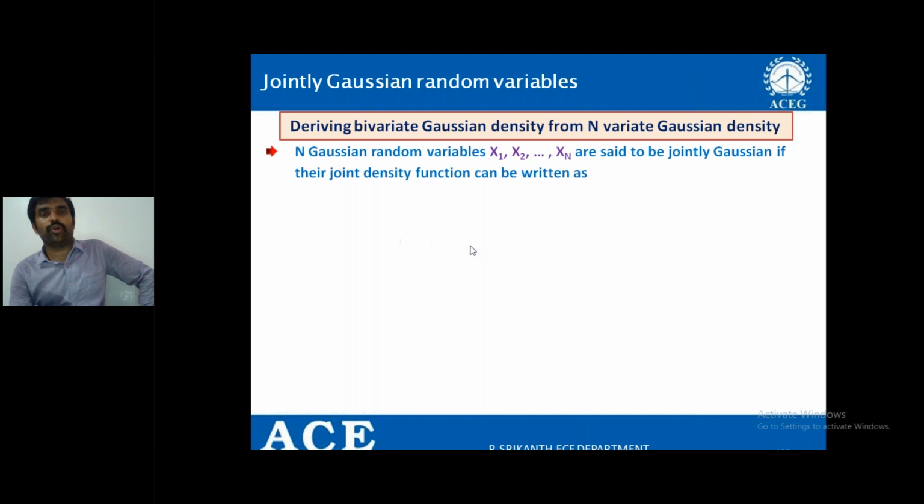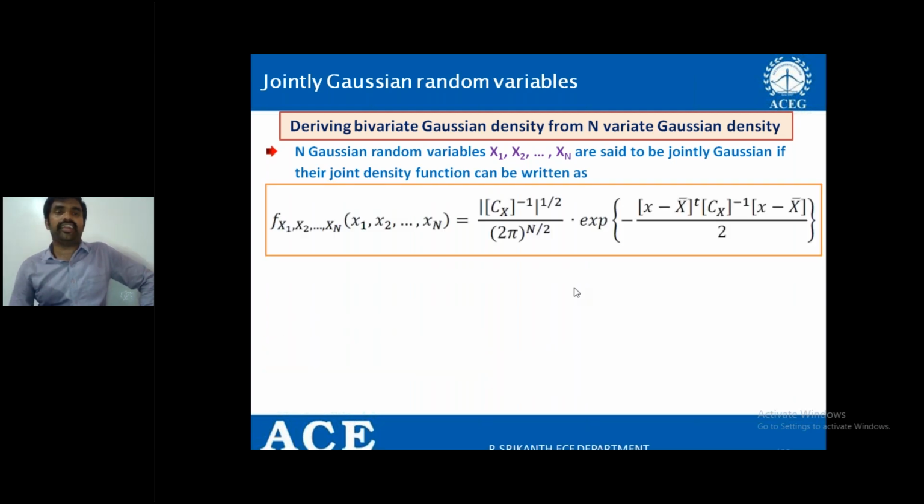For the n random variables x1 to xn, the joint density function can be represented like this: mod Cx inverse whole power 1 by 2, divided by 2 pi power n by 2, into exponential of minus of x minus x bar whole transpose Cx inverse x minus x bar by 2.